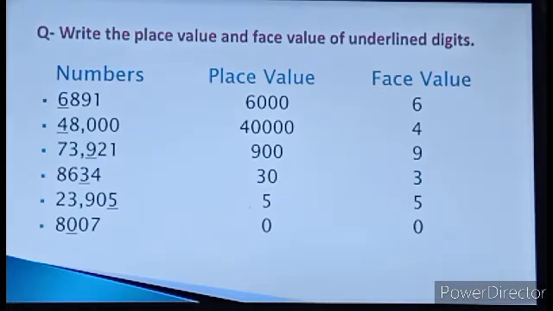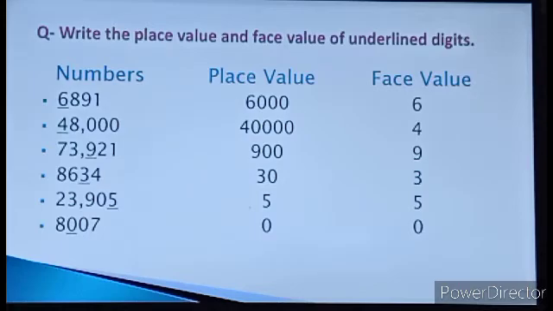Now next one is 48,000 and the underline is given below the 4. This number is a 5-digit number and the underline is in the 10,000 place. So what is the place value of that 4? 4 multiplied by 10,000 becomes 40,000. And the face value is the same as the underlined digit, so it is 4 only.